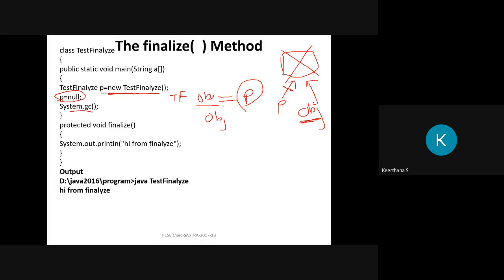Oh, okay, ma'am. So it basically deletes the object of the class, right, ma'am? Yes. If no reference is pointing to that object, that object is considered unused. I got it, ma'am. When the garbage collector sees that unused object, it removes that object from memory. At that time only, the finalize method is invoked.